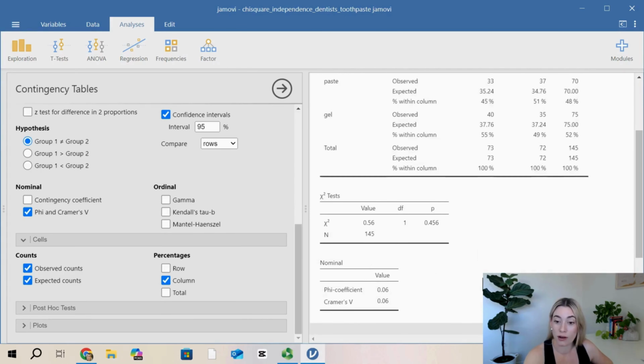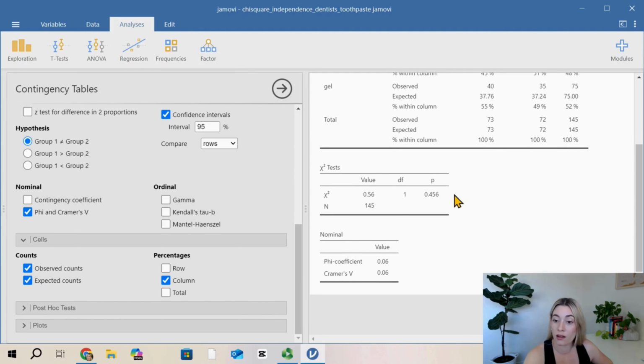So we move down to our chi-square tests table. If we look at our p-value, we can see that that is above the 0.05 threshold. In other words, we have a non-significant relationship between profession and toothpaste preference. We're also interested in our effect size, and we'll be looking at Cramer's V today. This is a commonly used effect size, and it can be used regardless of the number of levels or categories that you have within each of your variables. And we can see here that this is a very weak effect size.